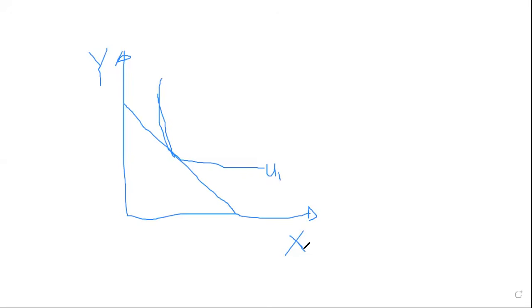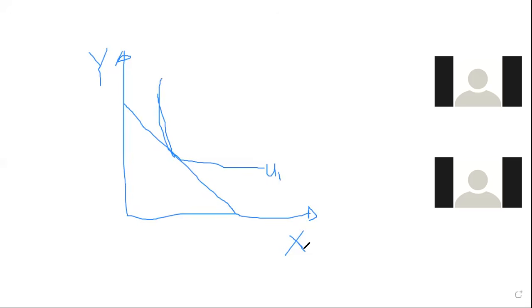Goods that you can use in place of each other. So it means that when the price of one goes up, the demand for the other should go up. And when the price of one comes down, the demand for the other should come down. So here we are assuming that the price of commodity X comes down.